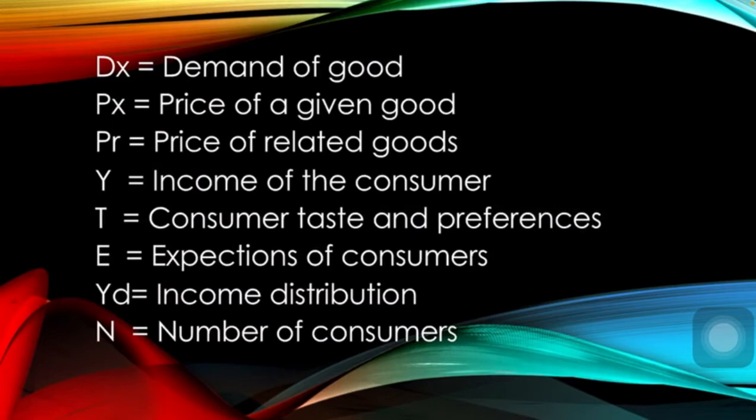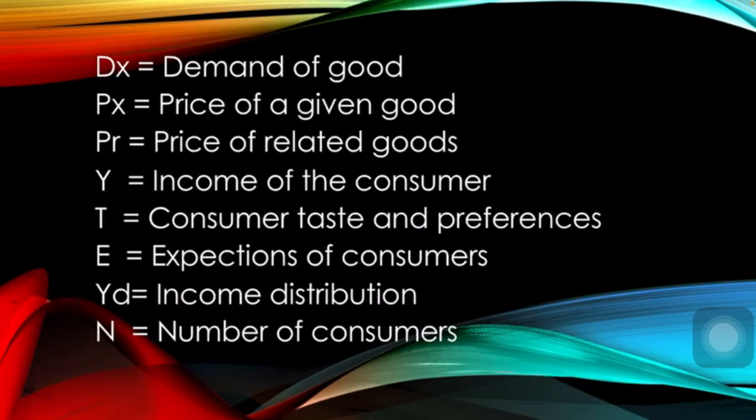Y equals income of the consumer. T equals consumer taste and preferences. E equals expectations of consumers. YD equals income distribution and N equals number of consumers or the population size.